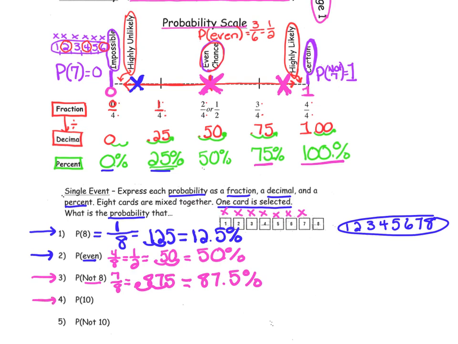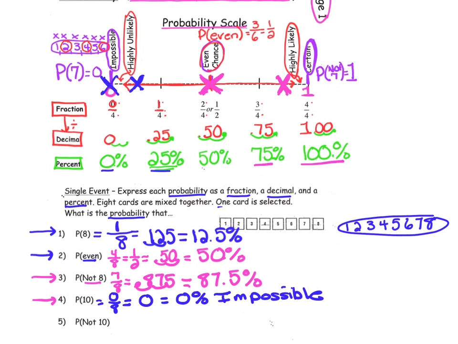How about number 4? What's the probability on a single draw of selecting the number 10? Well, if you look at our deck of cards, we don't have a 10. So 0 out of 8, or 0, and as a percentage, 0. This particular event is impossible. It lives here on the probability scale, down at 0.